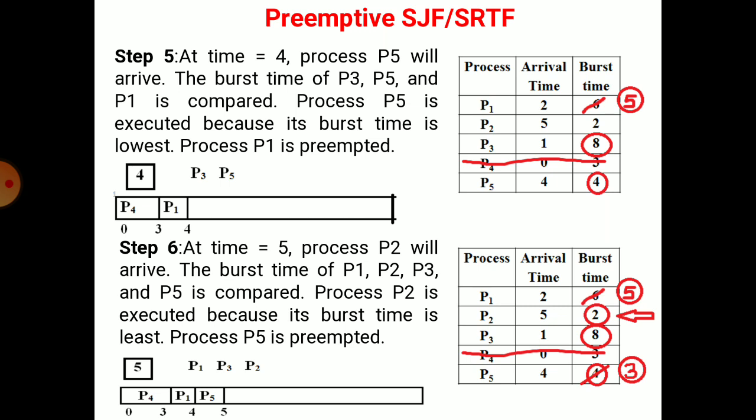At timestamp 5, the process P2 arrives. Now P1, P3, P2 and the running process P5 are in the system. Comparing the burst times with P5, the process P2 is executed because its burst time is the least, and process P5 is preempted.